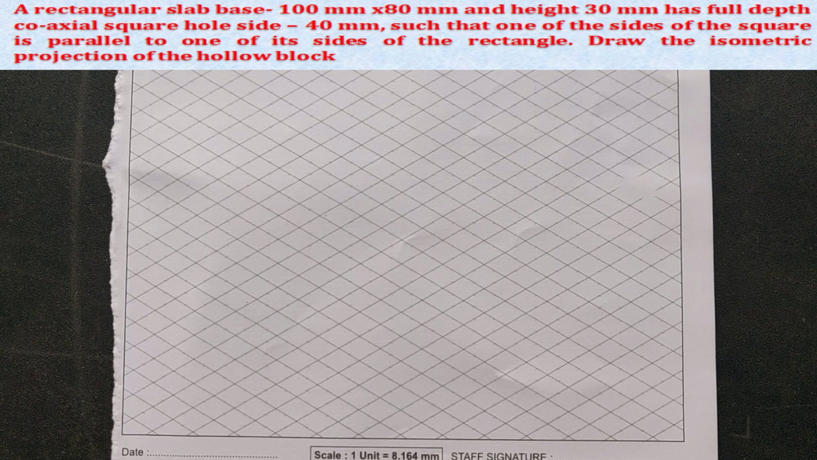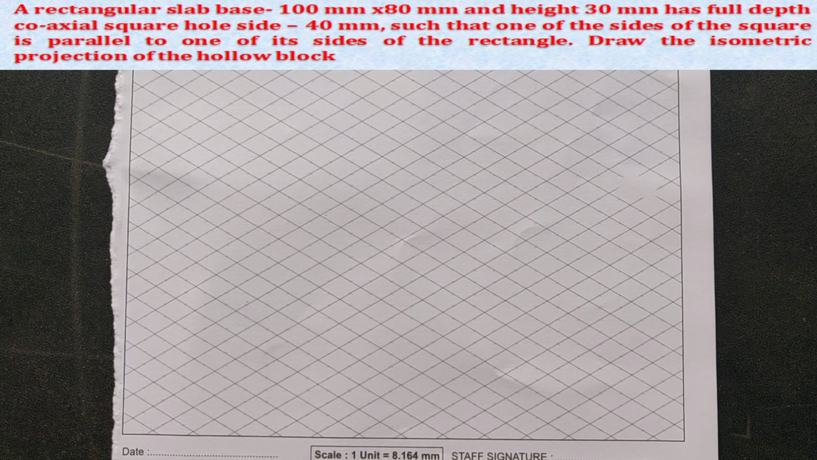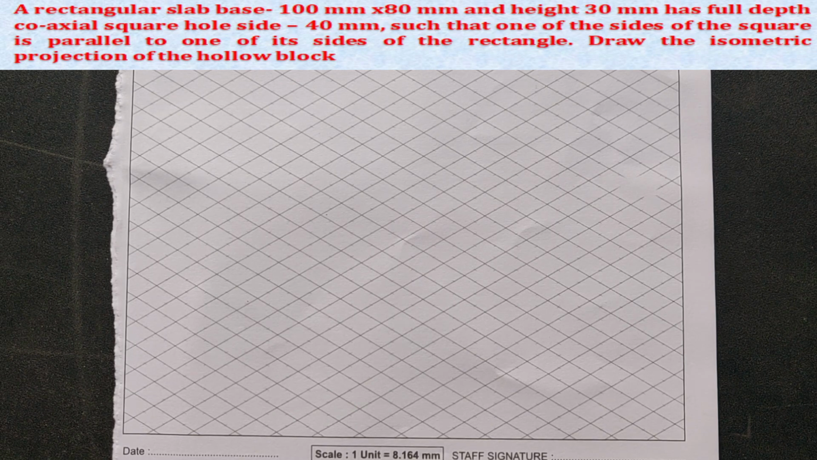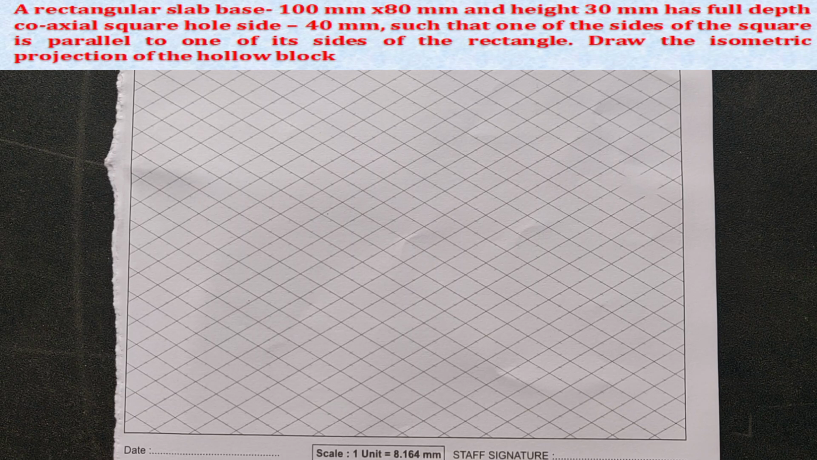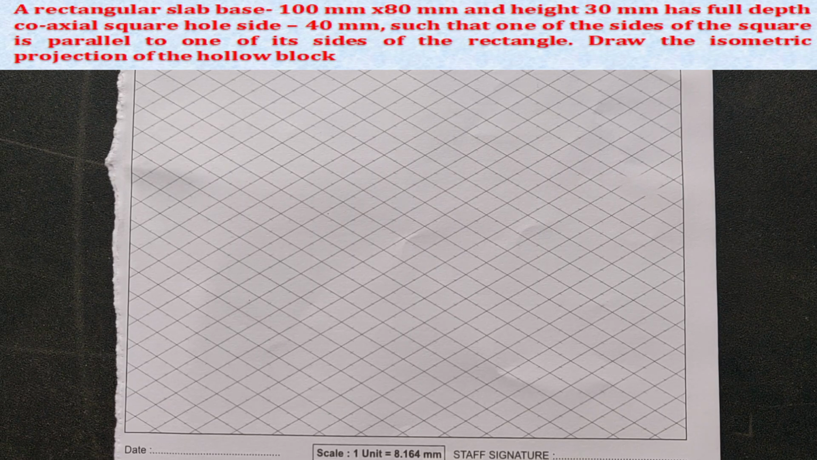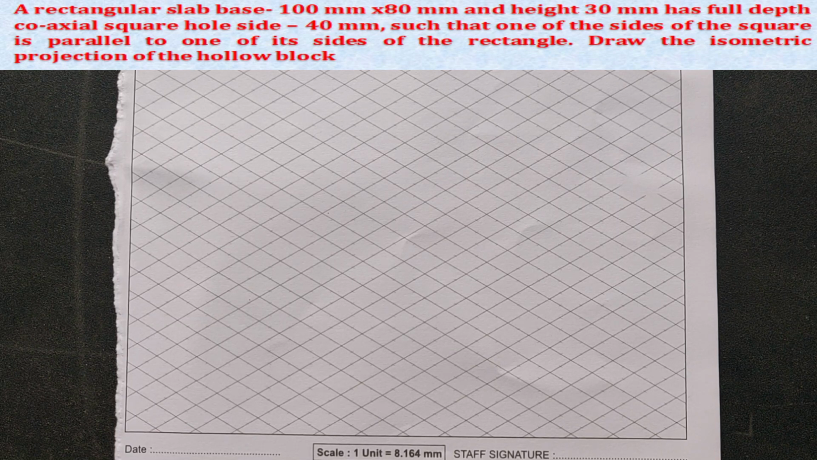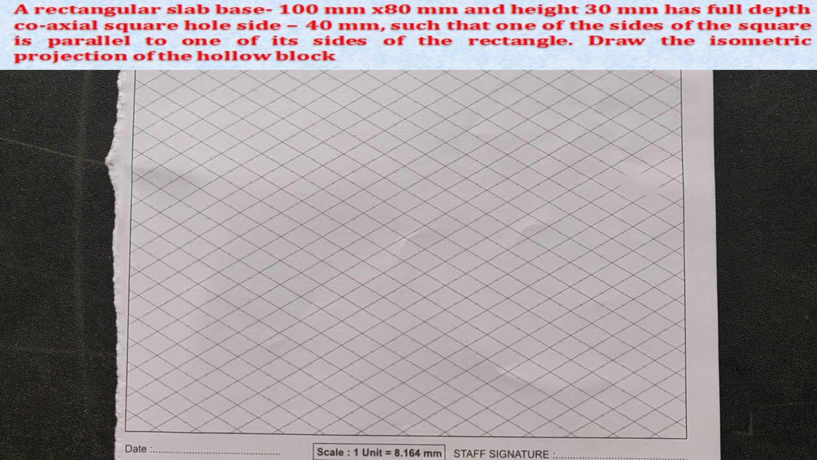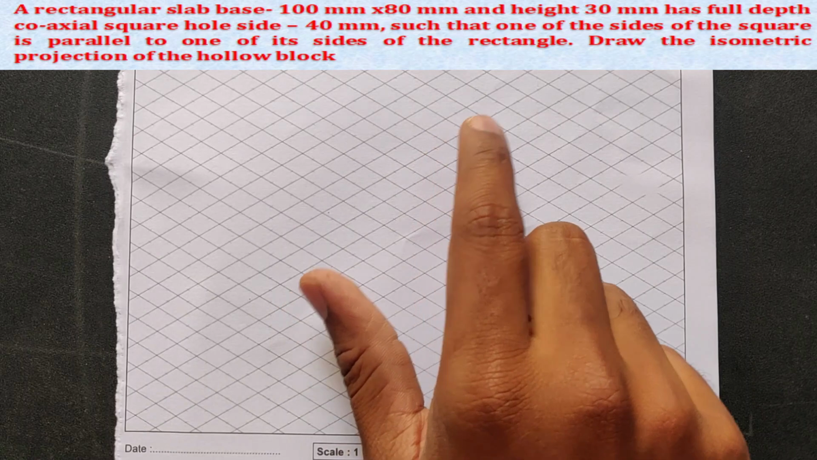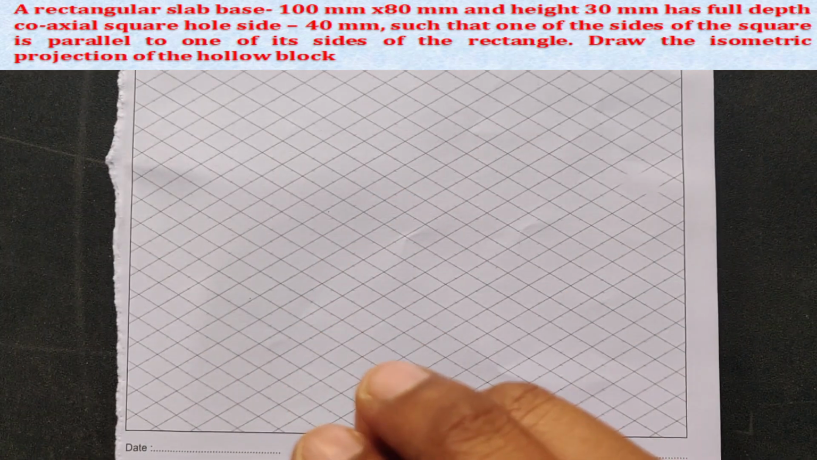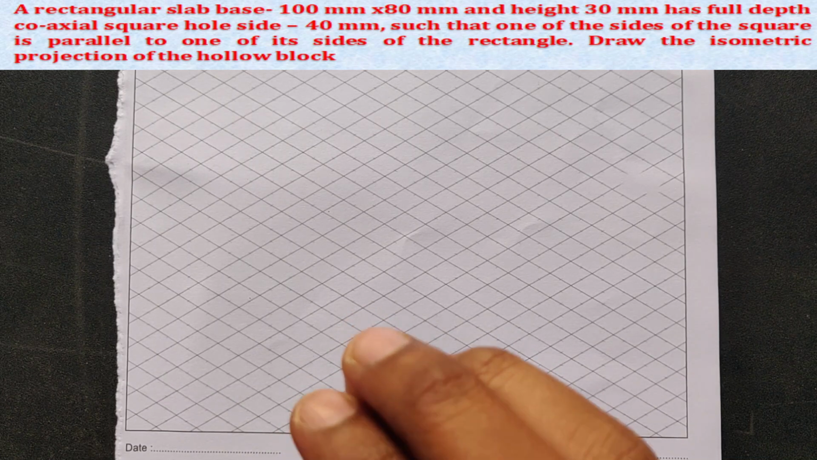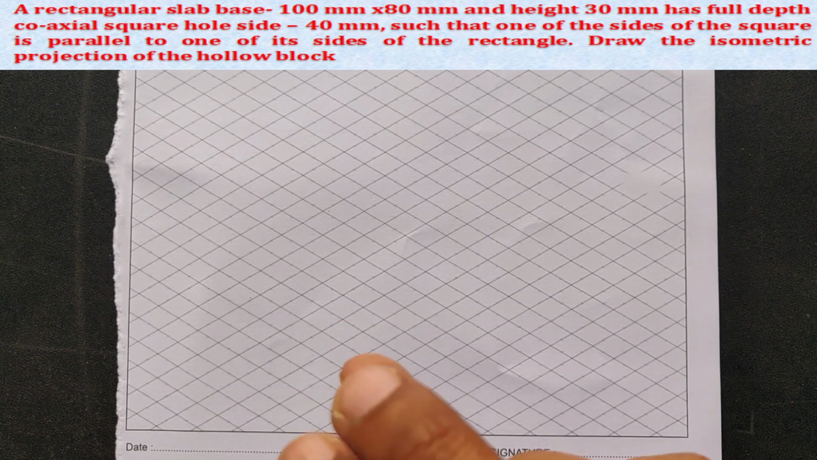It says a rectangular slab of base 100 mm into 80 mm and height 30 mm has a full depth coaxial square hole of side 40 mm, such that one of the sides of the square is parallel to one of the sides of the rectangle. Draw the isometric projection of the hollow block. So you need to understand here, you have a rectangular slab, and a full depth coaxial square hole is present in that particular solid.